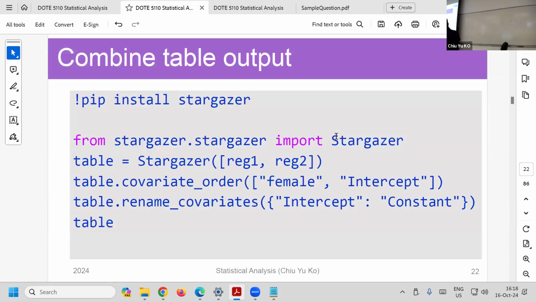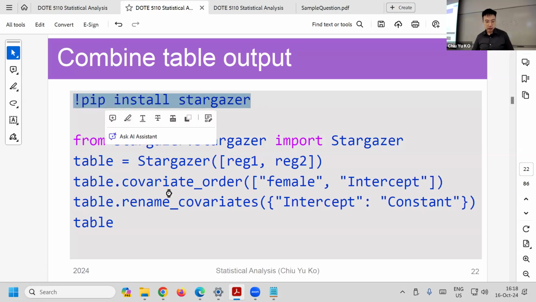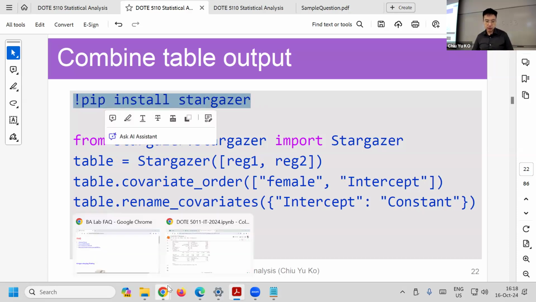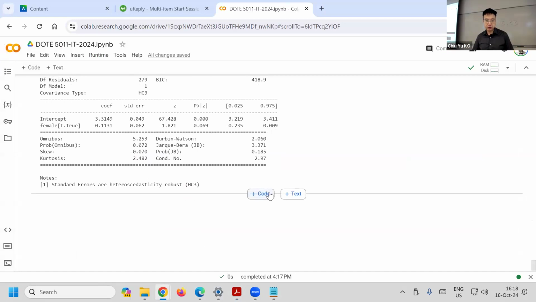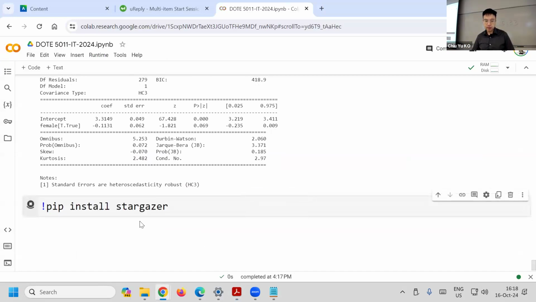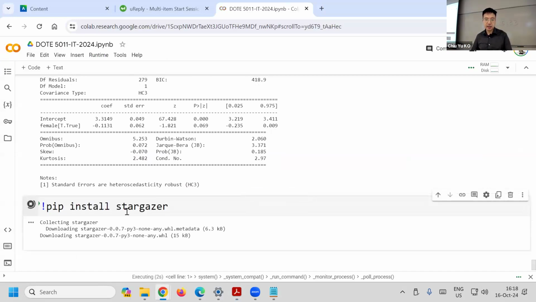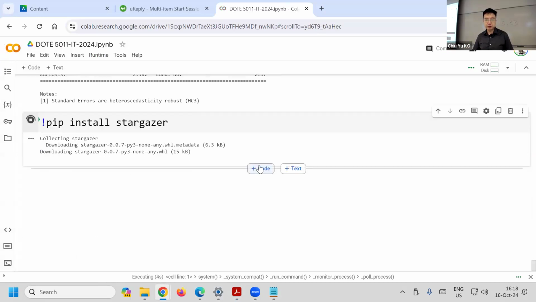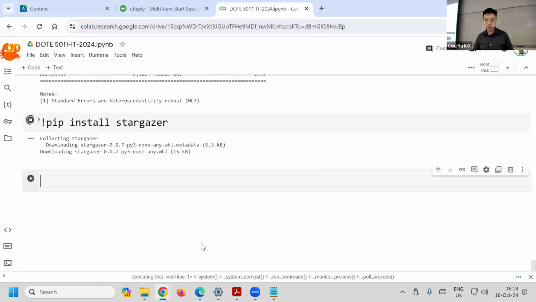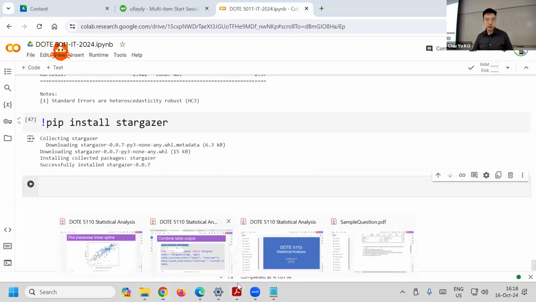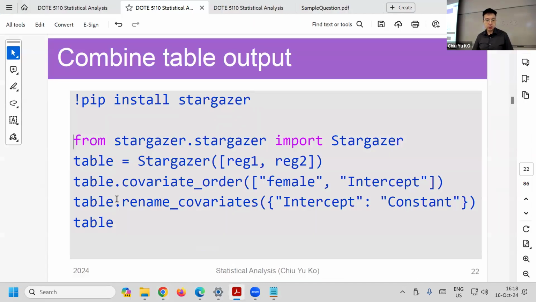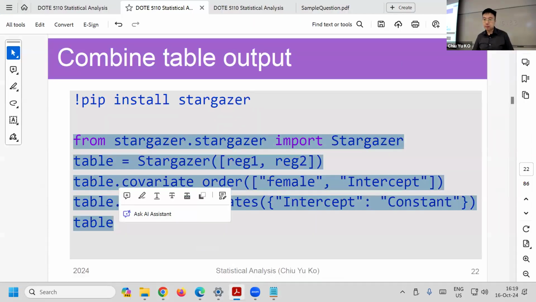And next is the Stargazer package to produce a professional looking table. If you weren't here last time, that is the pip install, a standard thing you do in Python. You install it, because Stargazer is not in the standard Python distribution, so you have to use this to install it. And once you did that, you just copy and paste here.